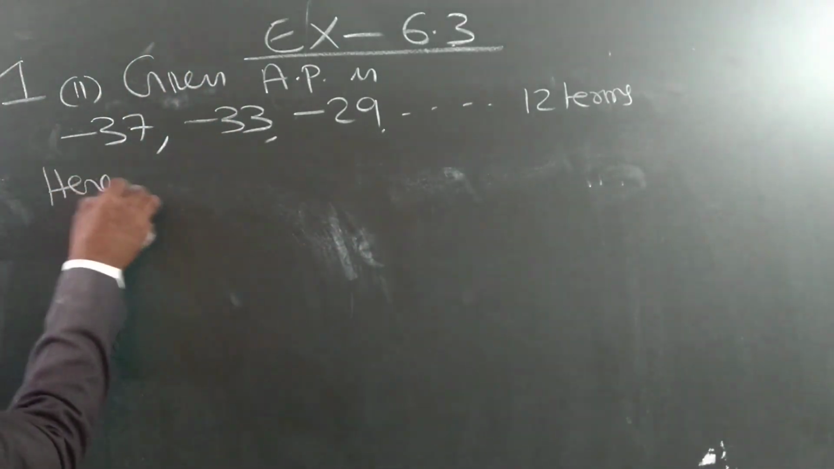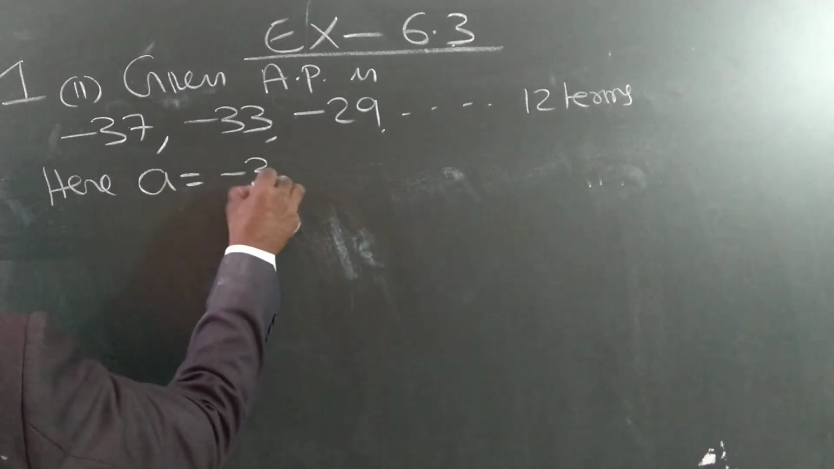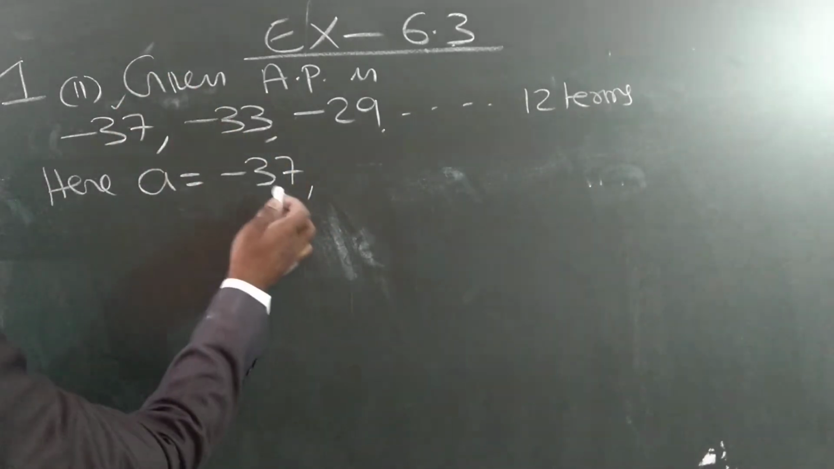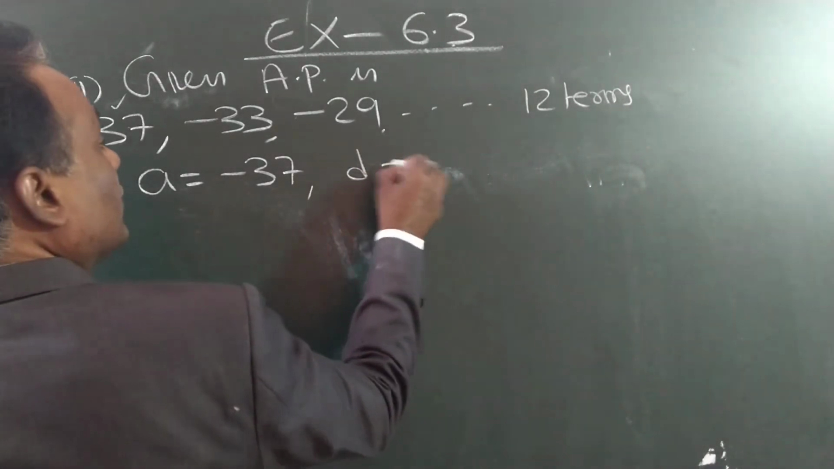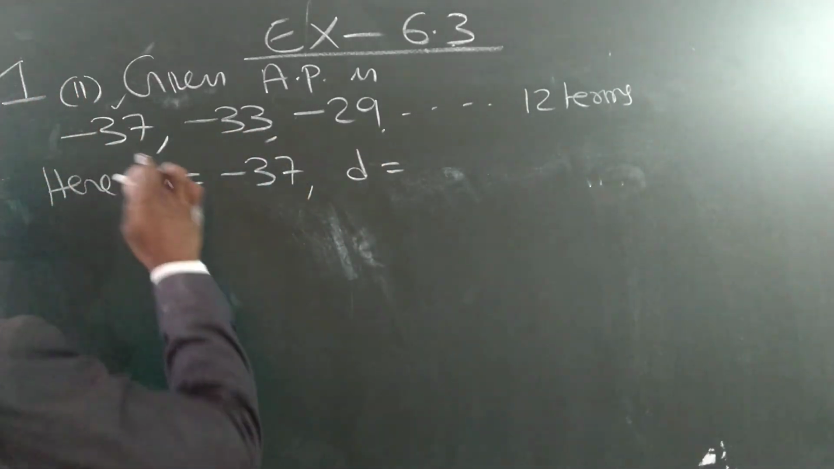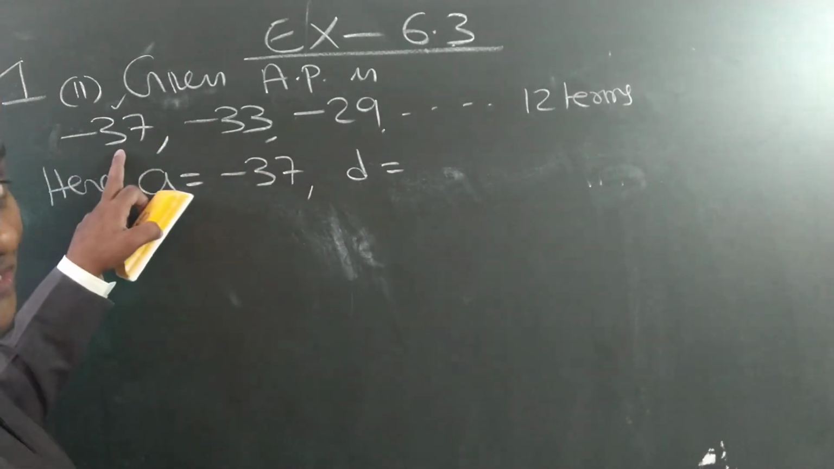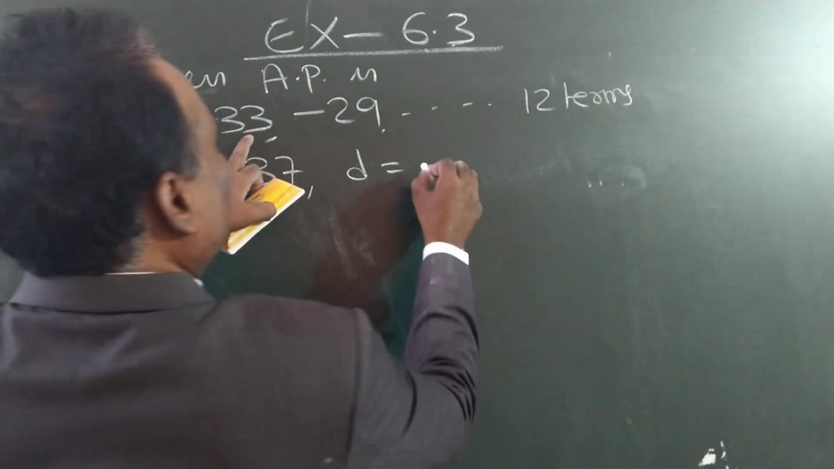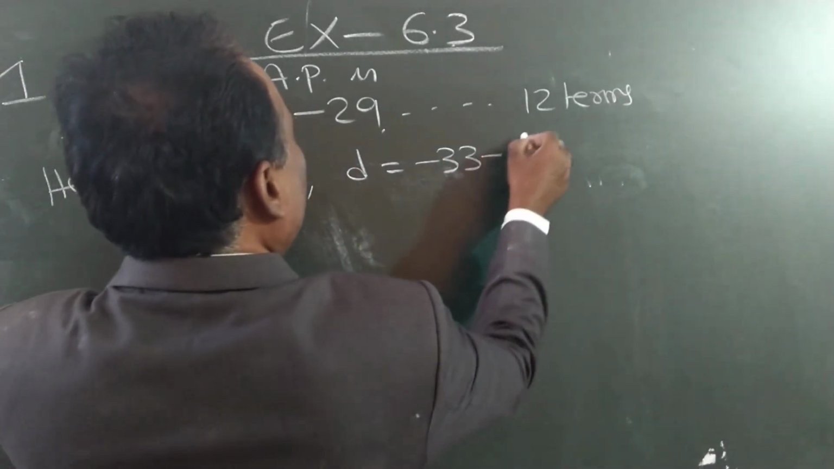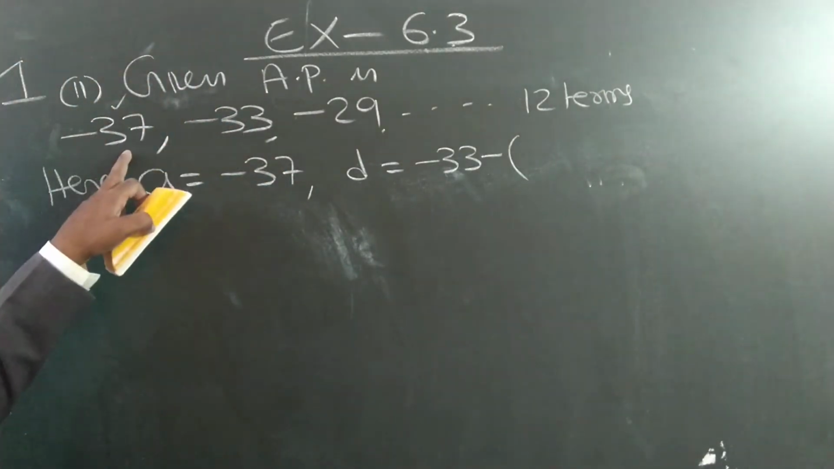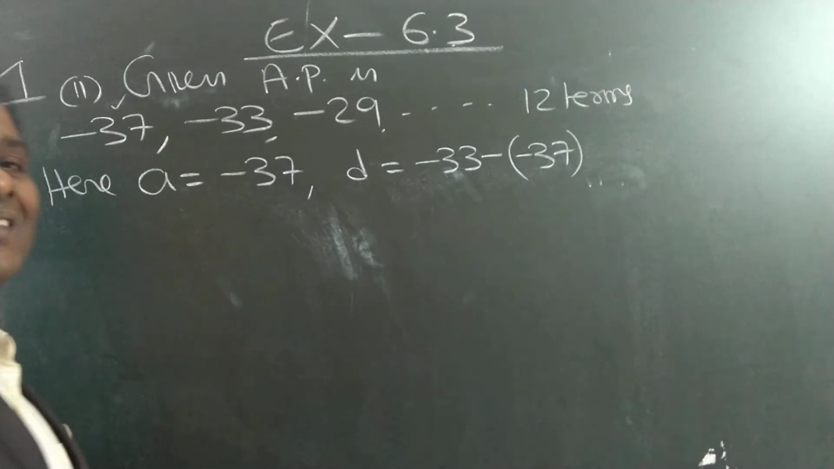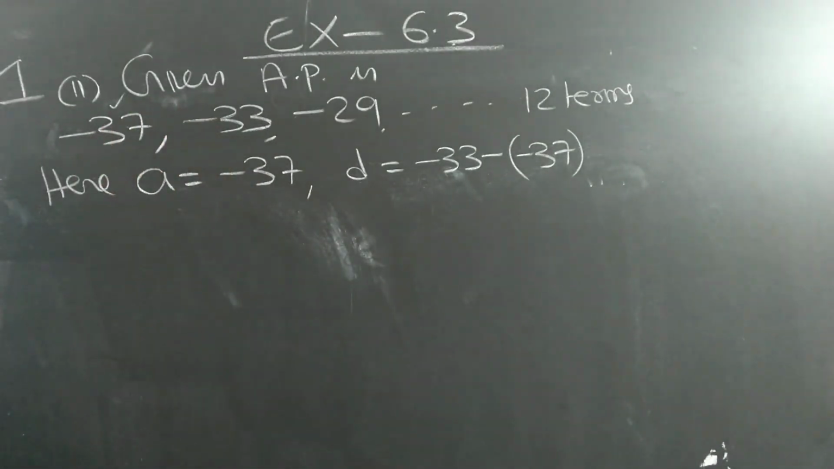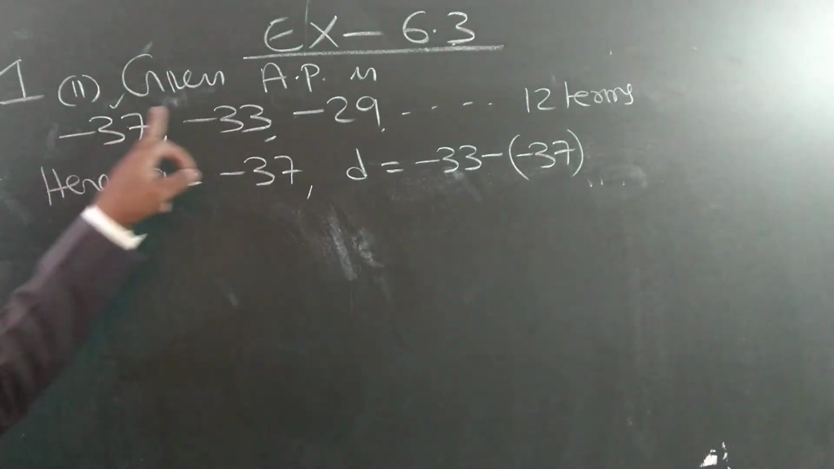Here A is minus 37. The first term is denoted by A. The difference is the second term minus the first term. Second minus first. Be careful with minus signs. The second term is minus 33, minus the first, which is minus 37.